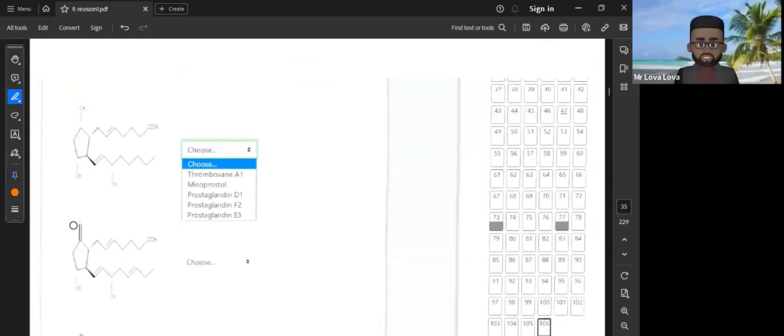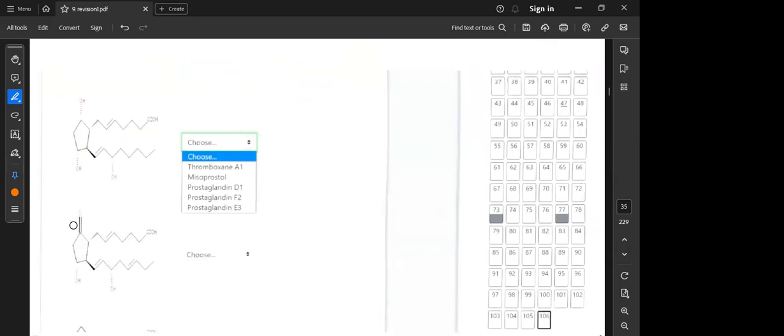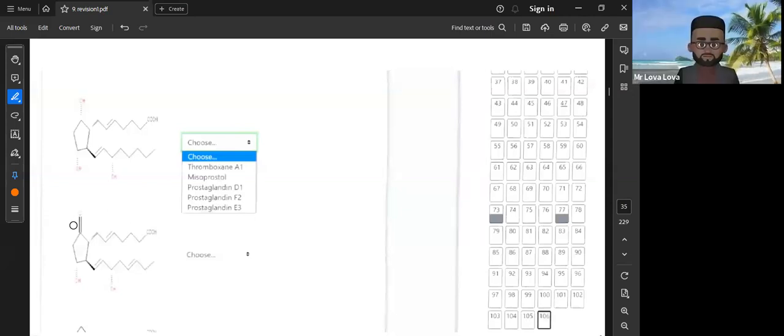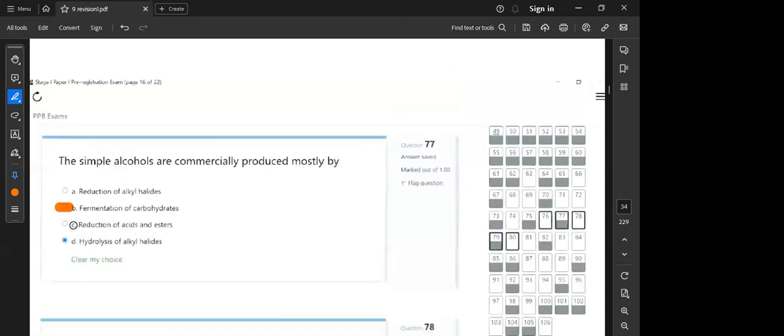Tesh still says it's D, hydrolysis of alkyl halides. Someone said C. What was C? I've forgotten what C was. Reduction of acids and esters.